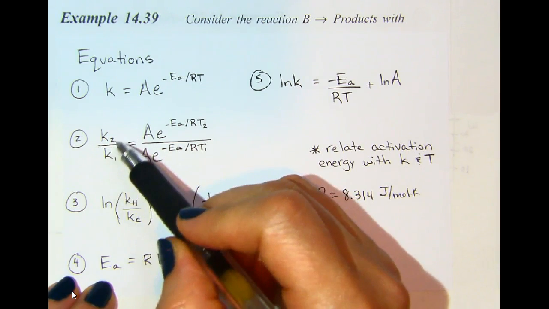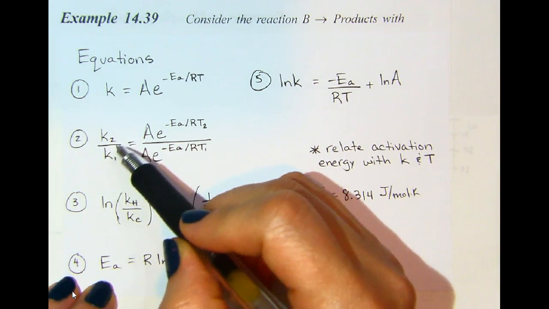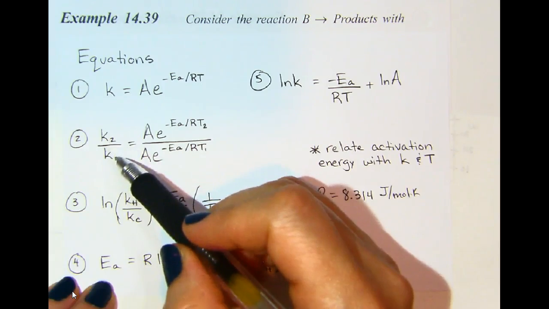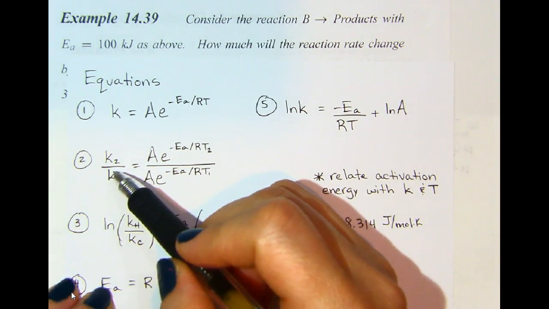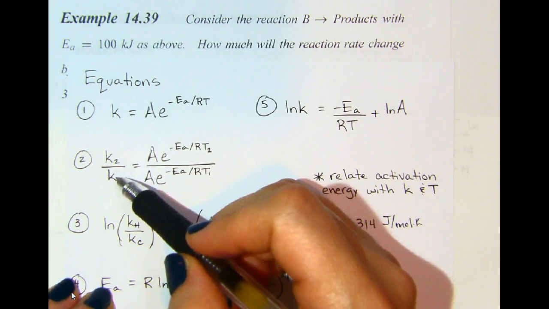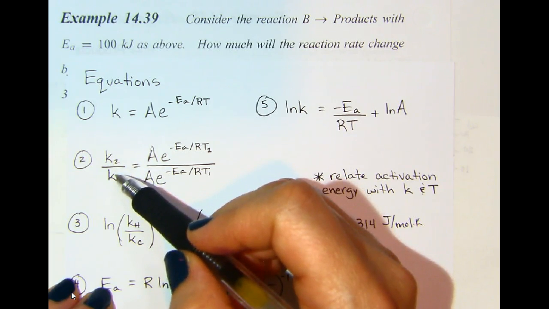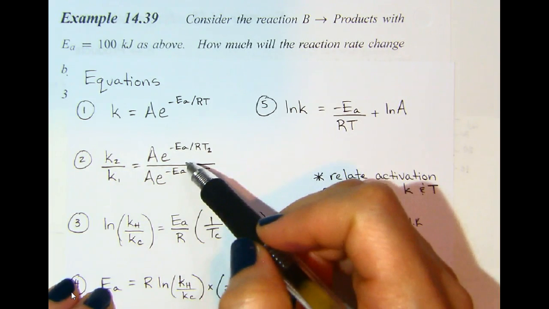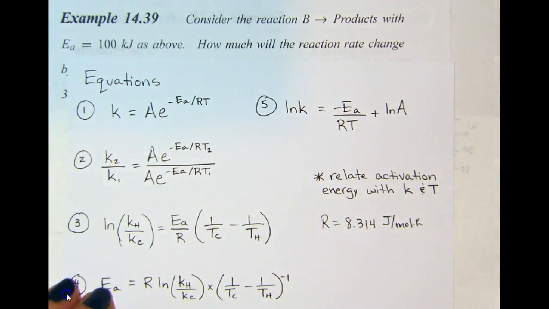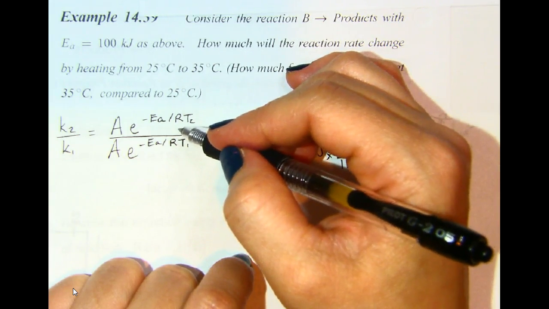because what I really want to know is what is this ratio, the K2 versus the K1. This would describe the rate change if I knew the K2 versus K1 amount. So that would be the rate of the increase. So we're going to use equation number 2. So here's the equation recopied.